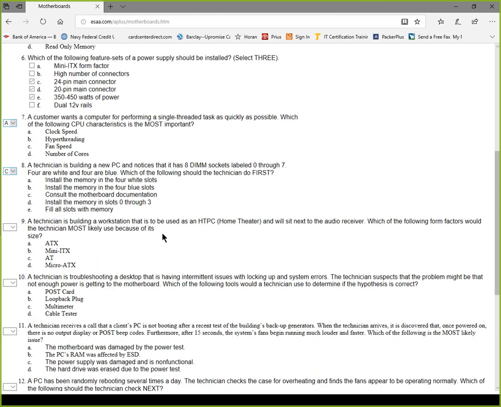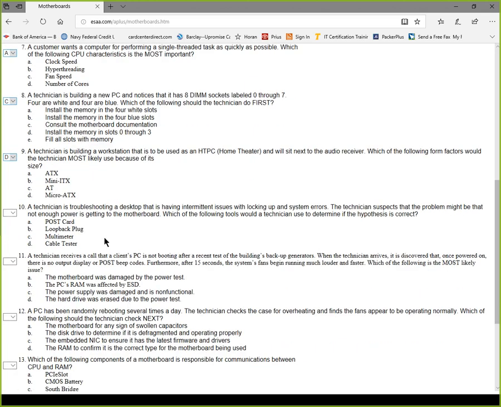A technician's building a workstation that is used as a home theater PC and will sit next to the audio receiver. Which of the following form factors would the technician most likely use because of its size? We'll go with D.